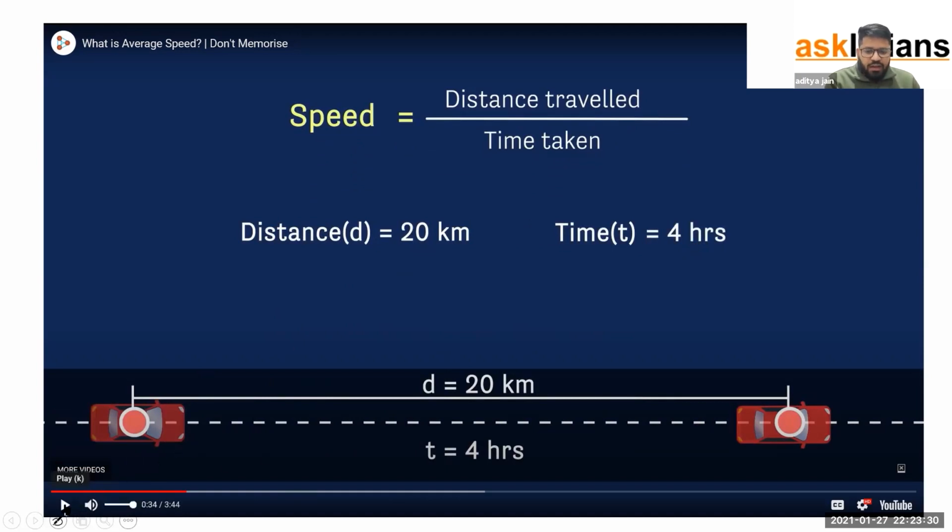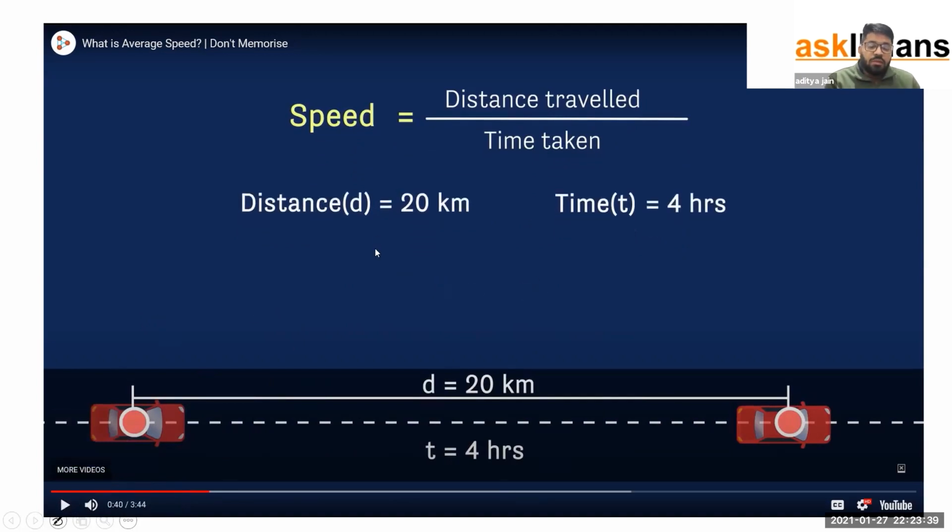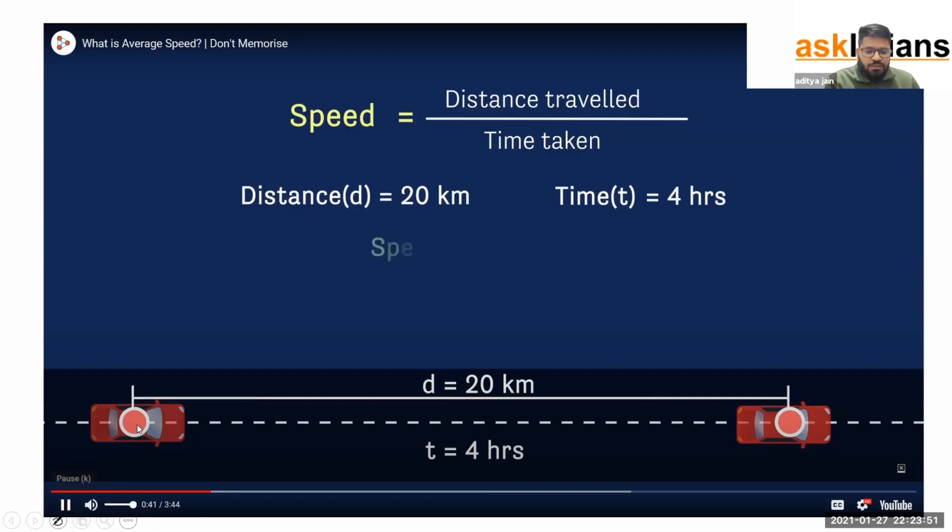So from there we can find a quantity. What will be the speed of the car then? You know speed is distance traveled by time taken. The distance traveled is 20 kilometers and the time taken is 4 hours. So you divide 20 by 4, which gives you 5 kilometers per hour. The speed will be 20 over 4, that's 5 kilometers per hour.